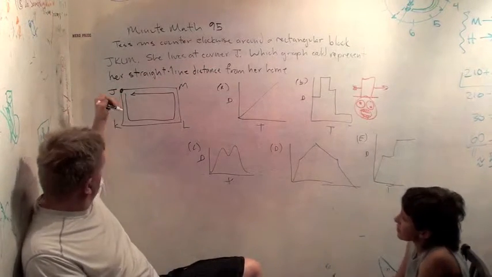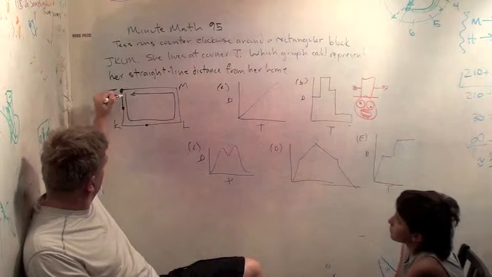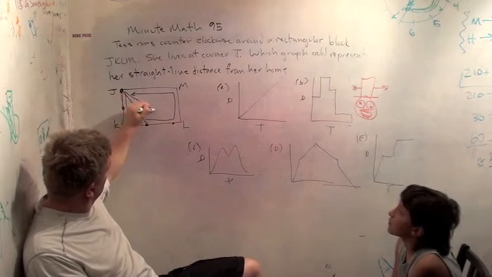What is straight line distance? If she's here, the straight line distance is here. If she's here, the straight line distance is here, like that. It's how far away she is from her house.